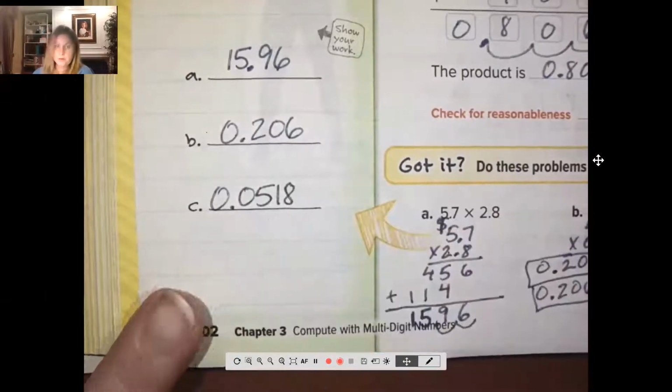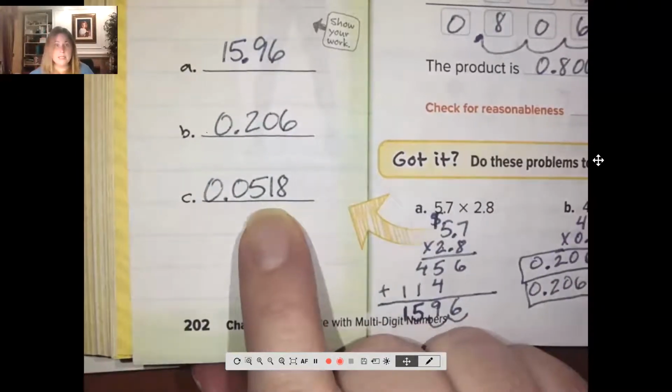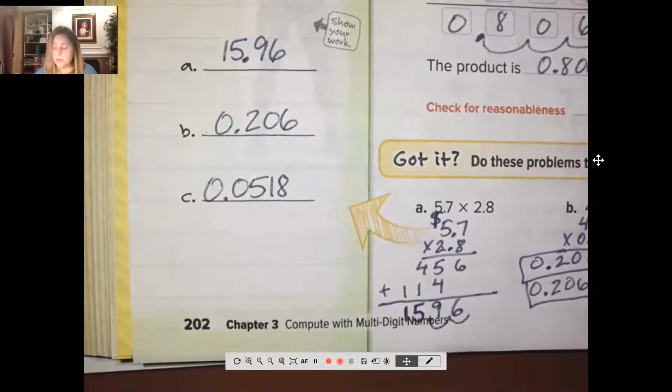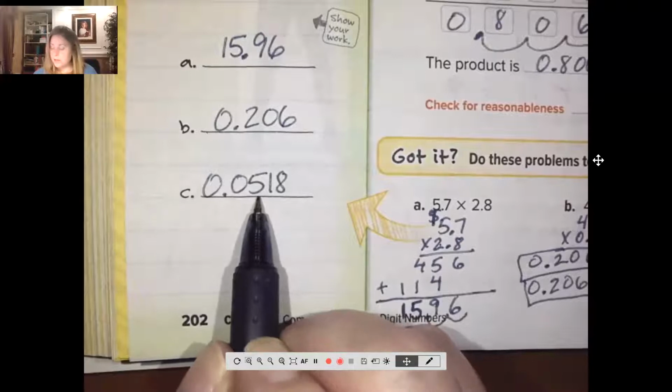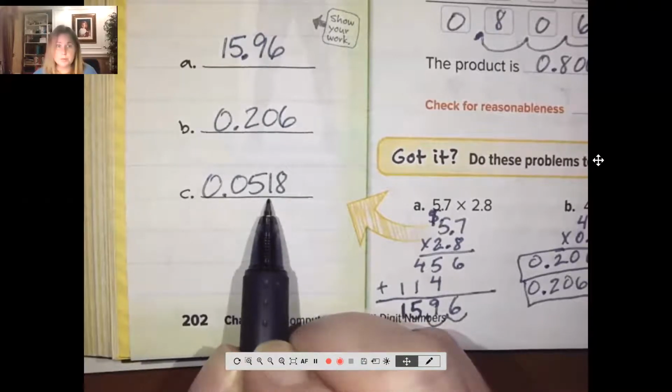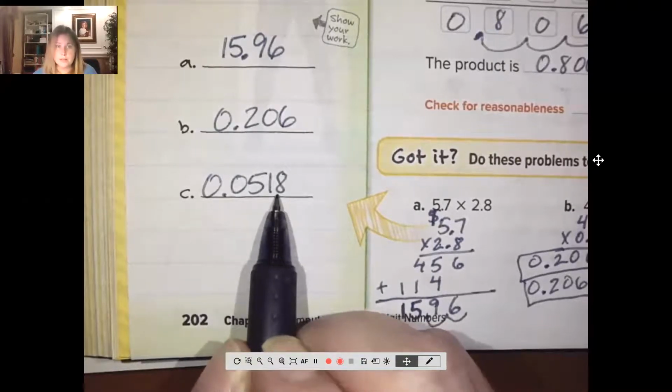0.0518. So that's 518... what? Do you know what this place value is called? This is the tenths place. This is the hundredths place. This is the thousandths place. This is the ten-thousandths place.